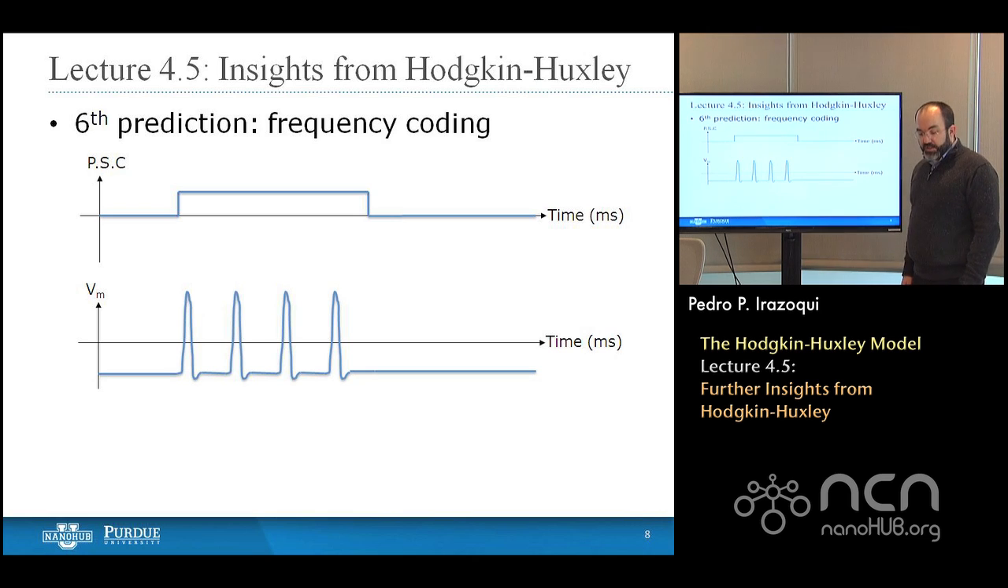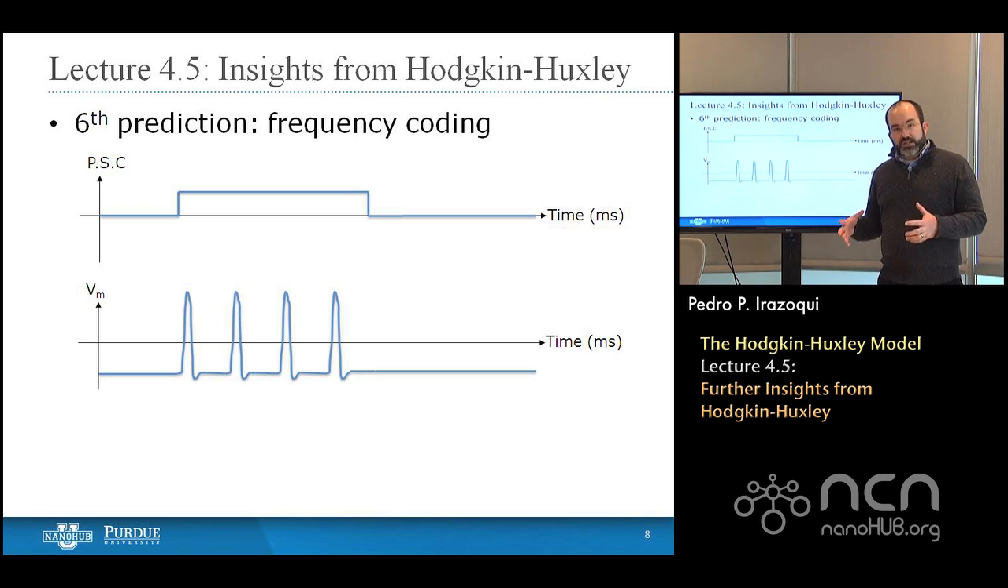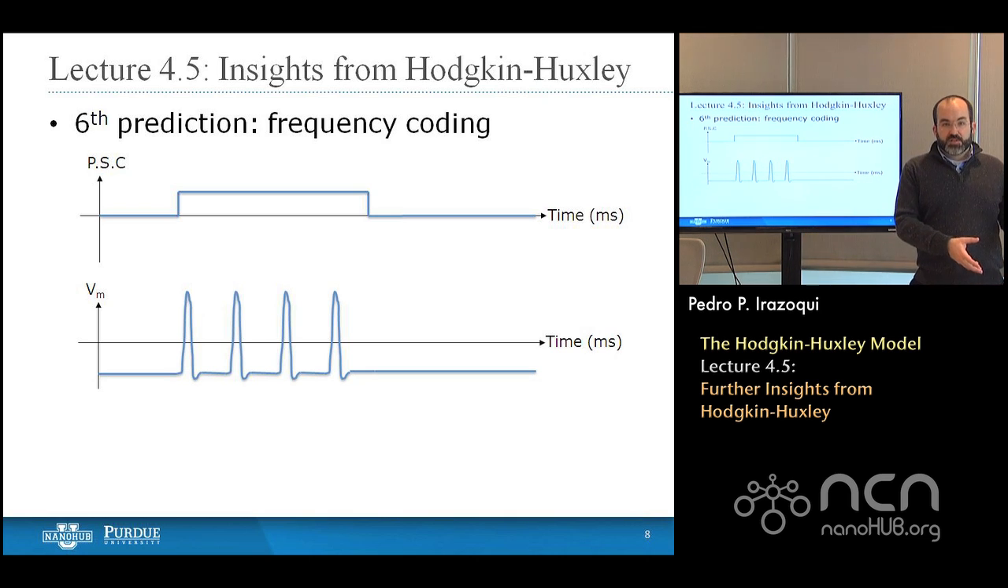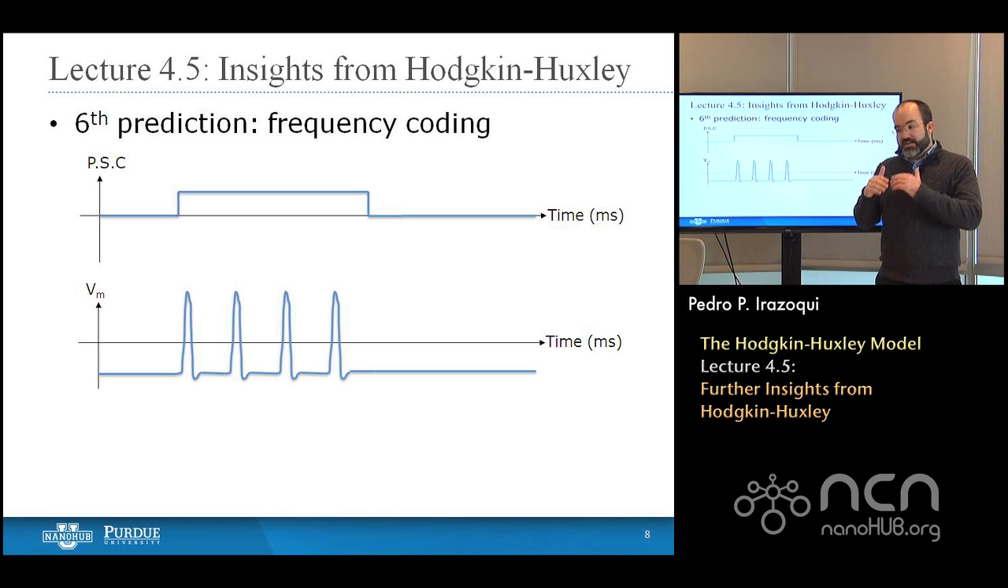The next prediction relates to frequency coding. So in frequency coding, we talked at the very beginning of the semester that action potentials are not graded. If you have a postsynaptic potential, say an excitatory or inhibitory postsynaptic potential, and more neurotransmitter is released into the synaptic cleft, you're going to get a greater postsynaptic potential. You're either going to get a larger excitatory postsynaptic potential or a more negative inhibitory postsynaptic potential, right? So they're amplitude modulated. The amount of excitation or inhibition is proportional to the amplitude of the voltage that you're going to see in that postsynaptic potential.